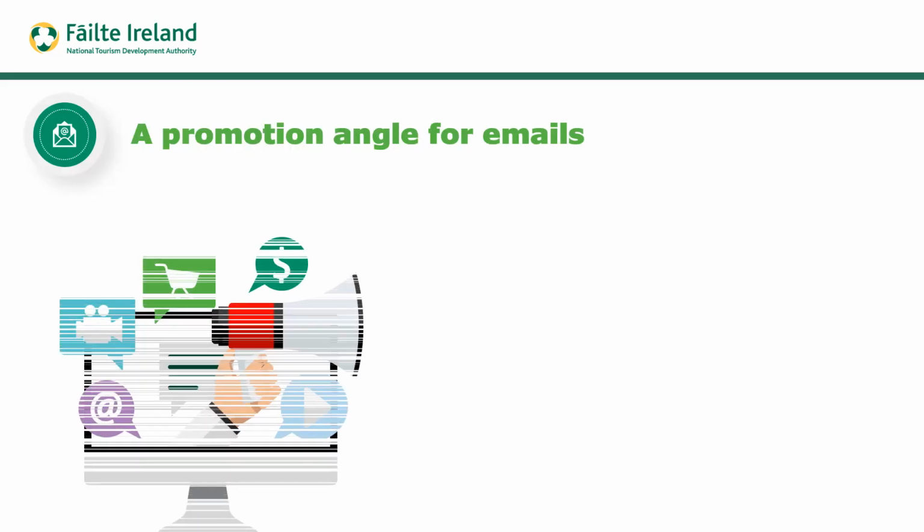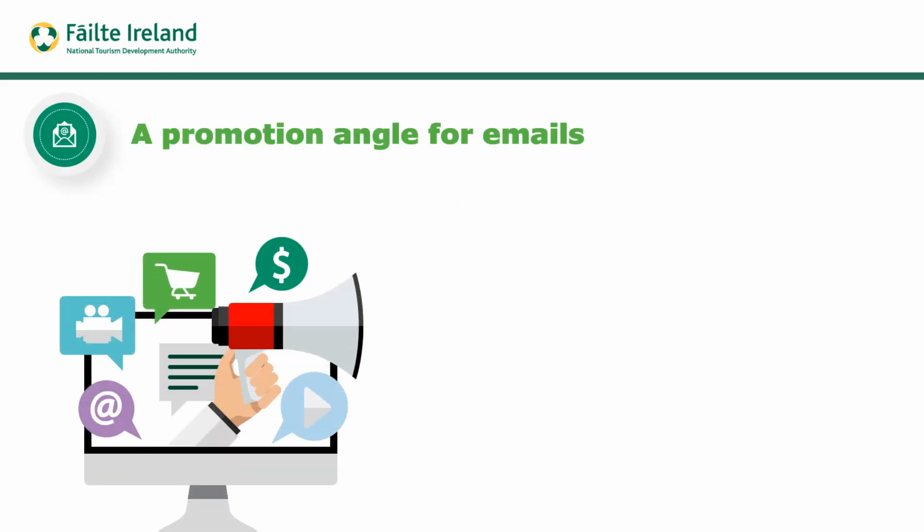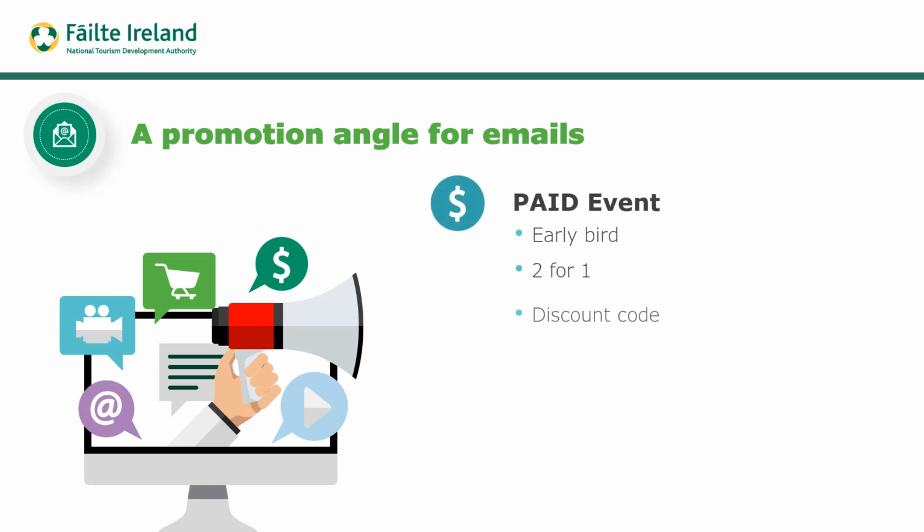Now, if you're looking for a promotion angle for emails, if it's a paid event, think about an early bird offer. So you have an early bird offer where it's a reduced price for a specific date. People always sign up for early bird offers. Or you go to 2 for 1, you provide a discount code. The first X people get Y. So for example, the first 50 people that come to the event get a free goodie bag. You know, it's a small thing, but people will sign up and they will attend the event and be early at the event because of this.